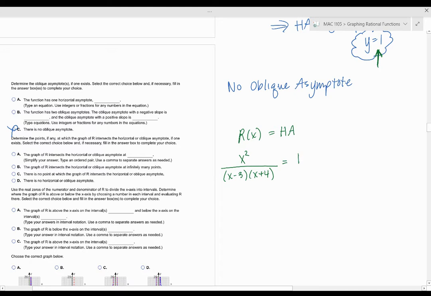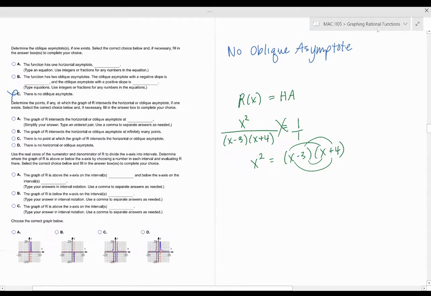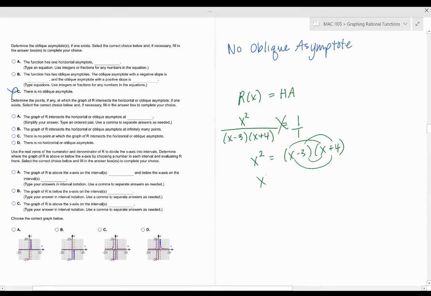Now I'm going to solve this equation. I'm going to make it a proportion, so I'm going to put it over 1 and cross multiply. That gives me x squared equals x minus 3 times x plus 4. This equation is quadratic now, so I need to multiply everything out and put it in standard form in order to solve. I'm going to FOIL the right-hand side. That gives me x squared equals x squared plus 4x minus 3x minus 12.